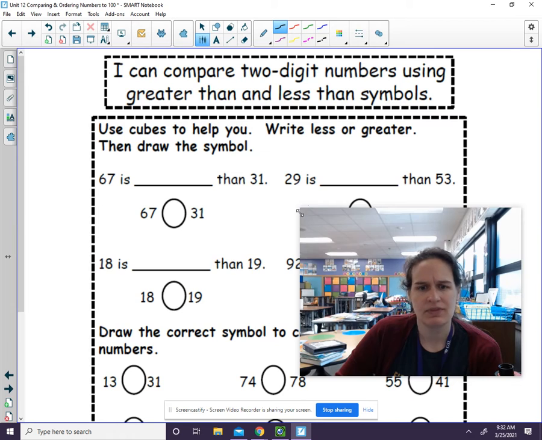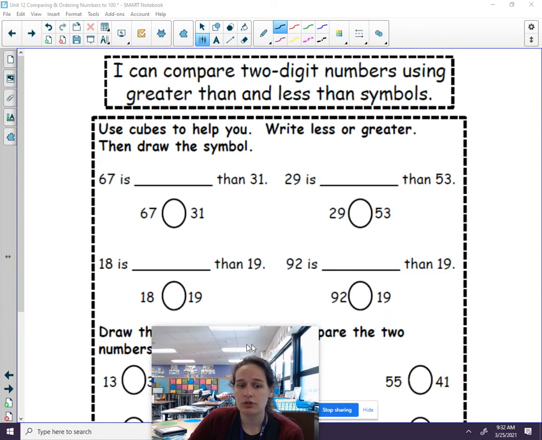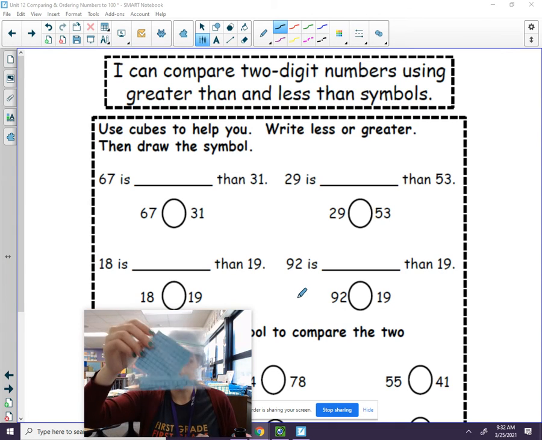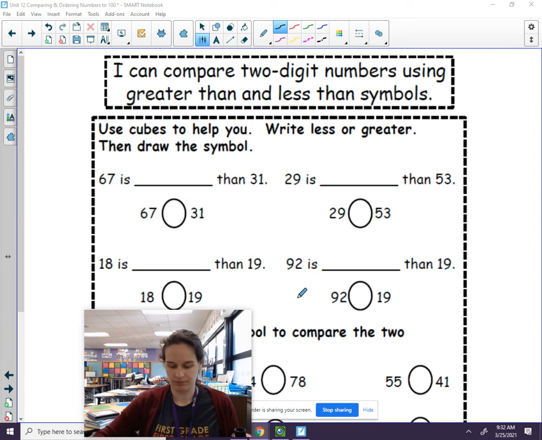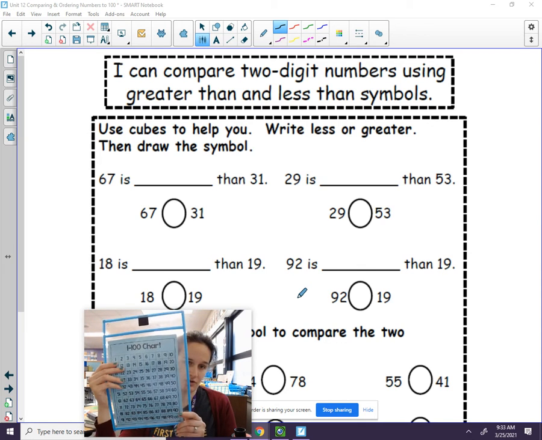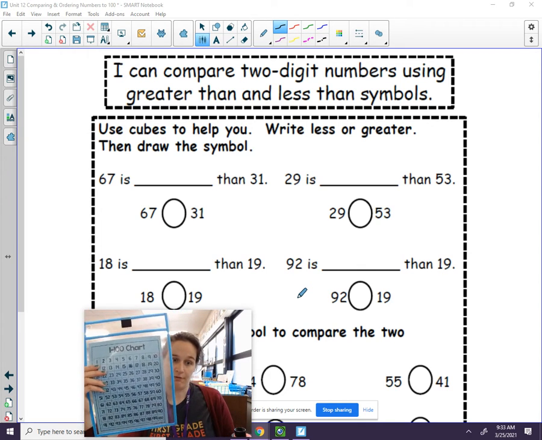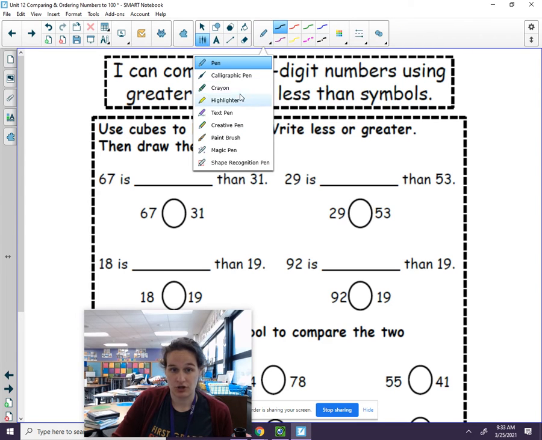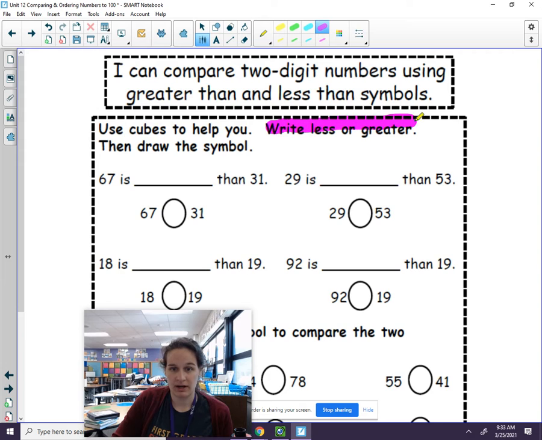On your practice sheet today, the pictures are not there for you. And so you may want to draw the pictures, or you could use your cubes that I've sent home before to help you. If you don't have these, you could also use your hundreds chart and find the number on the hundreds chart. I'm going to model one example of that for you with this first problem. So it says use cubes, but again, if you don't have the cubes, you could use your hundreds chart. And we're going to write less or greater, and then we'll also draw the symbol, remembering that it likes to eat the bigger number. Okay, so 67 and 31.